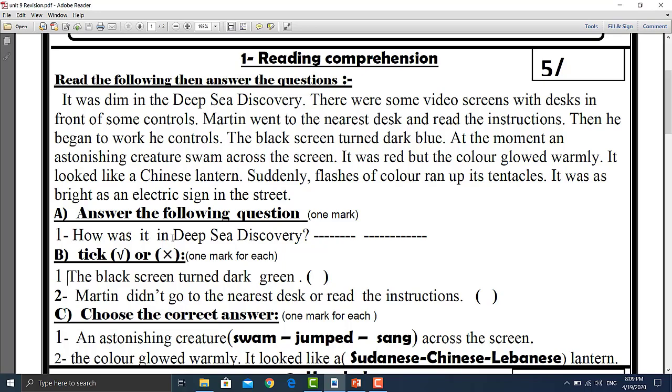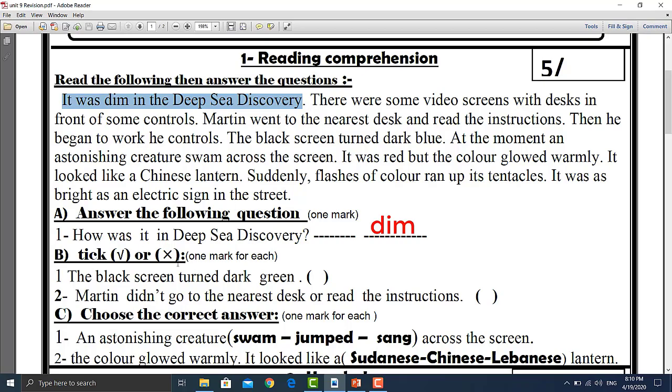How was it in deep sea discovery? Now let's search for the answer. Great. The answer is here. It was dim in the deep sea discovery. So how was it in deep sea discovery? It was dim in the deep sea discovery.